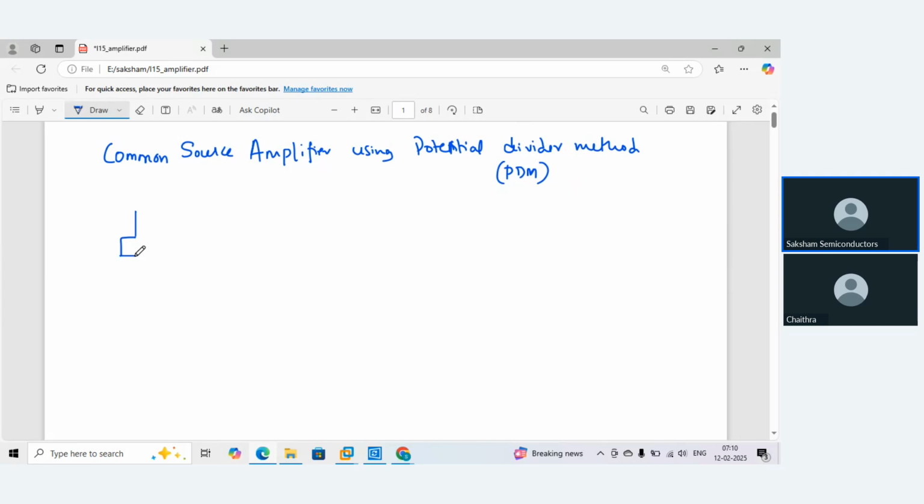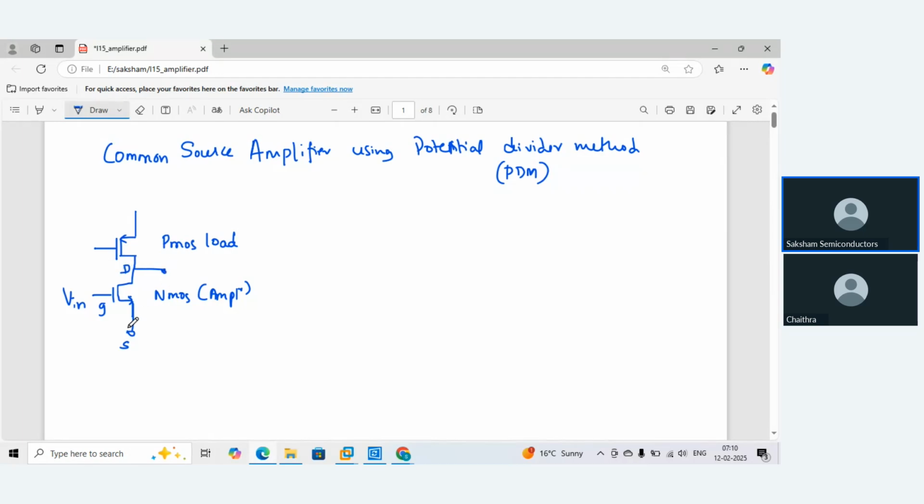So what I'll do, I'll take an NMOS and I'll attach a PMOS as a load. PMOS will be acting as a load and my output I'll be taking over here. Now, if you observe, my input is given to this NMOS, which is basically acting as an amplifier. And if you see, this is my gate, this is my source, and this is my drain.